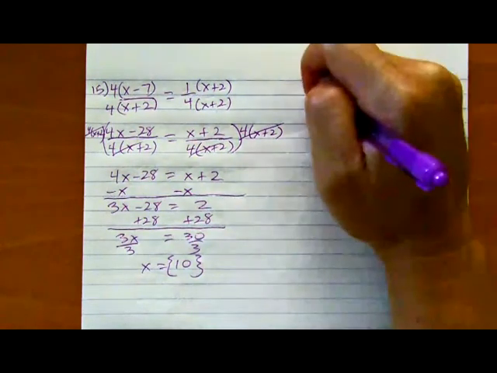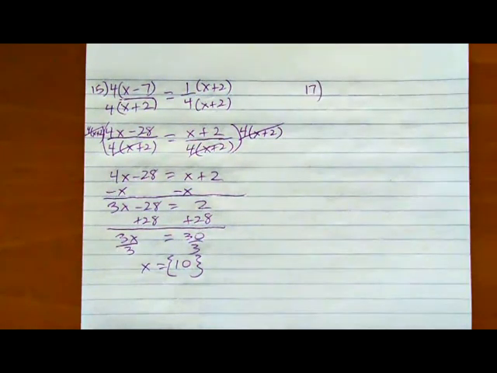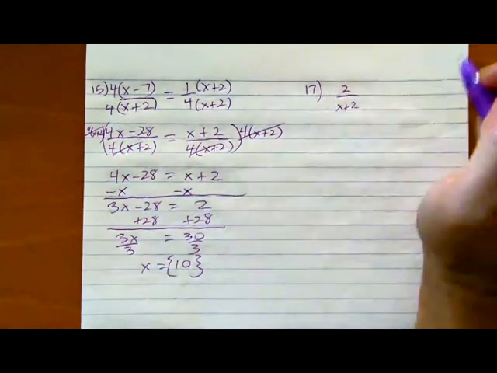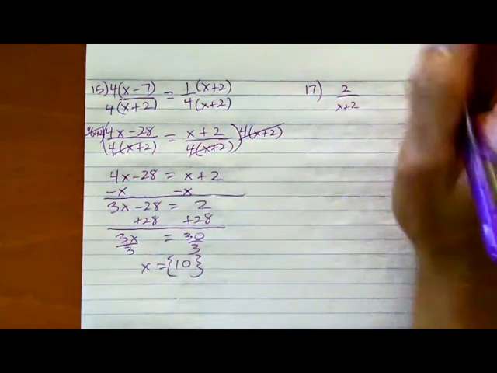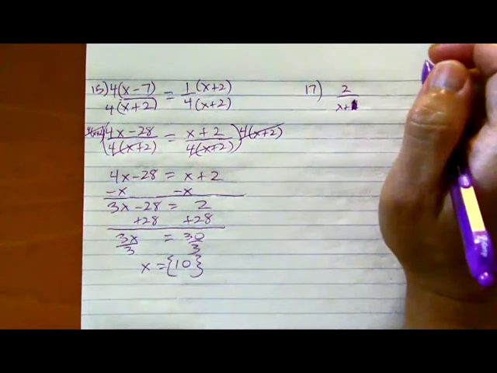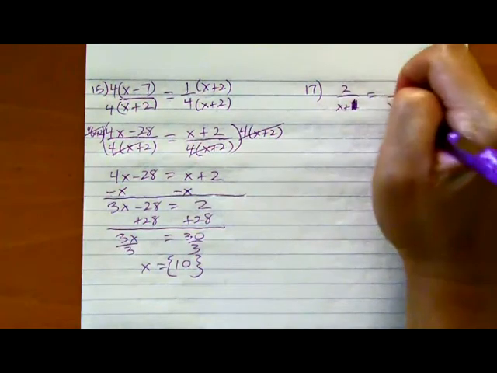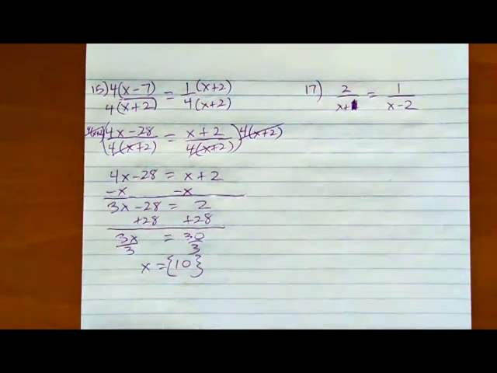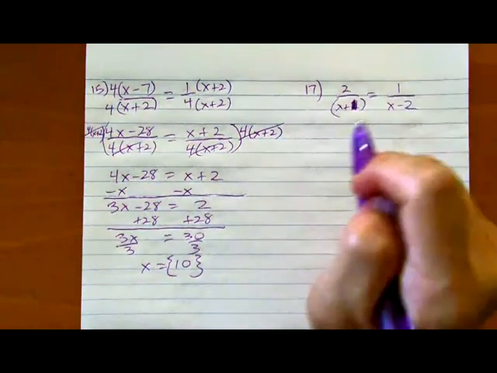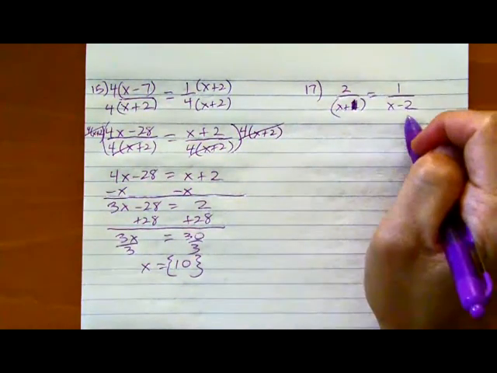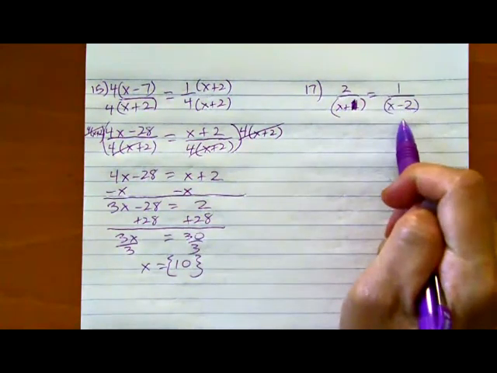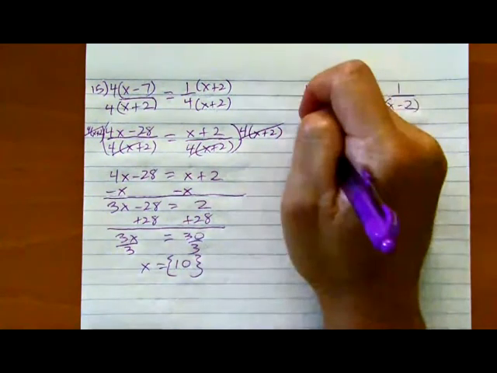Number 17. 2 over x plus 2. Oh, sorry. X plus 1. 2 over x plus 1 equals 1 over x minus 2. This denominator is missing a factor that this denominator has. This is the entire factor. We are going to multiply top and bottom by x minus 2.